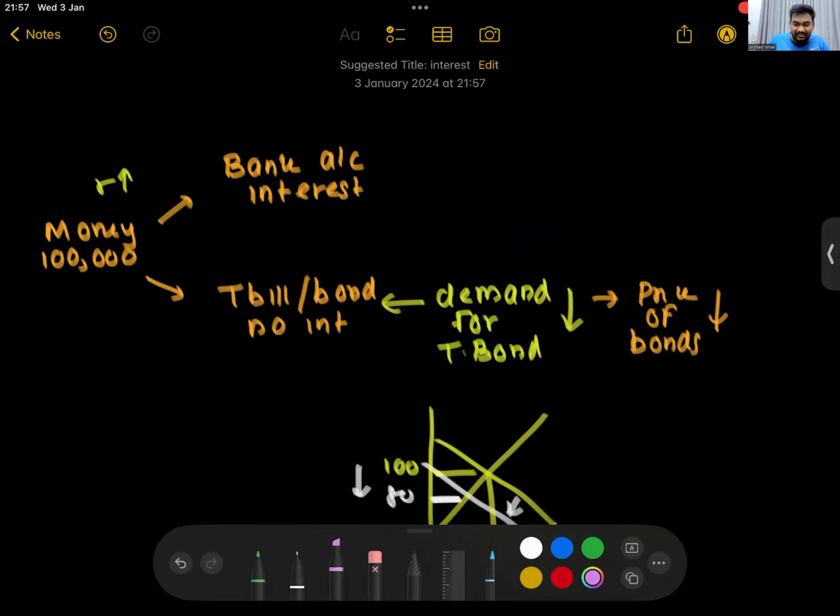At our level we have not learned it. There is a negative relationship between interest rate and price of bonds. When interest rate increases, prices of bonds will come down. I just gave you a story to explain how. I told you when interest rates go up, people might put their money in their bank account. They won't buy treasury bills or bonds. Demand for treasury bills and bonds comes down.